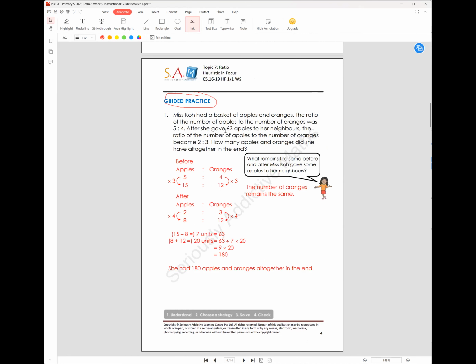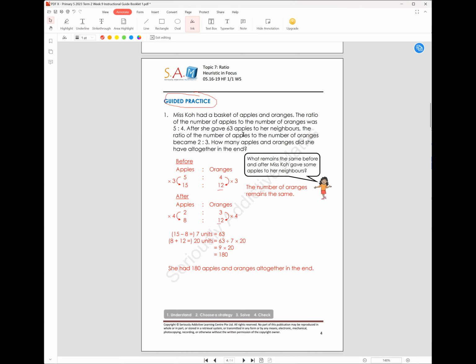So let's look at the first example. This one here. If you look at the question here, the ratio of the number of apples to the number of oranges was 5 is to 4. After she gave 63 apples to her neighbors, the ratio of the number of apples to the number of oranges became 2 is to 3. How many apples and oranges did she have altogether? The trick here is to find out which item did not change. In this case, the oranges did not change, isn't it? The oranges did not change. The apples were reduced.